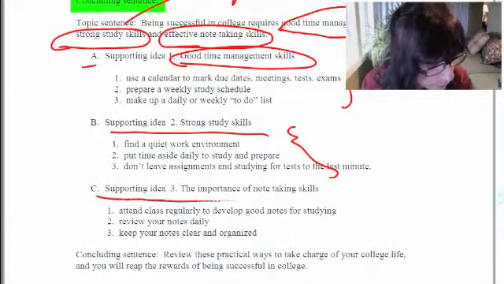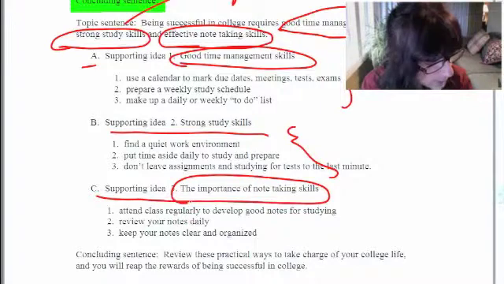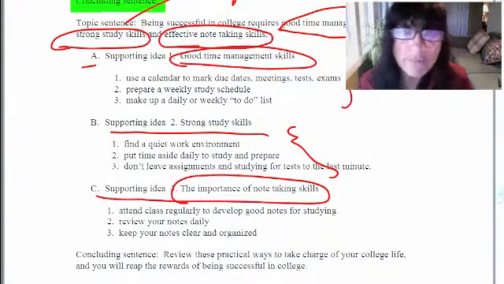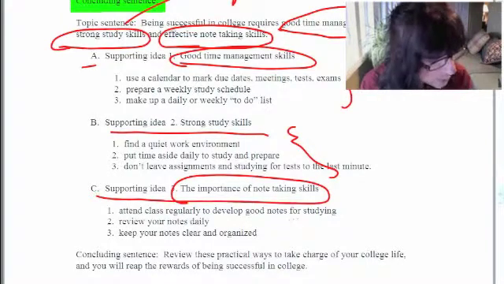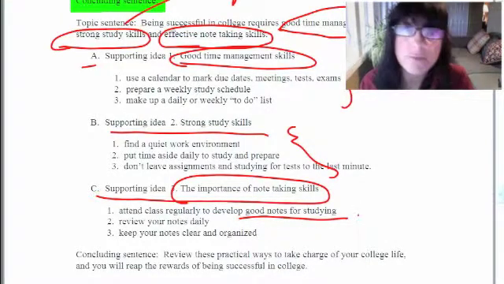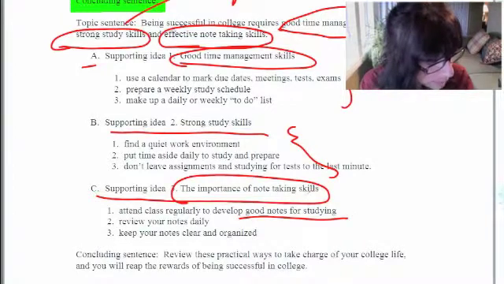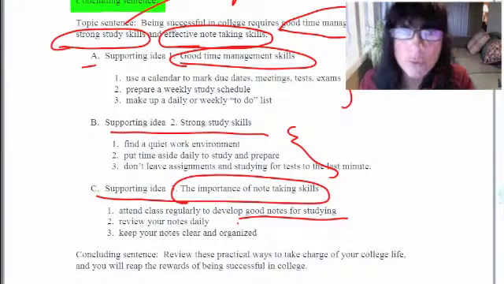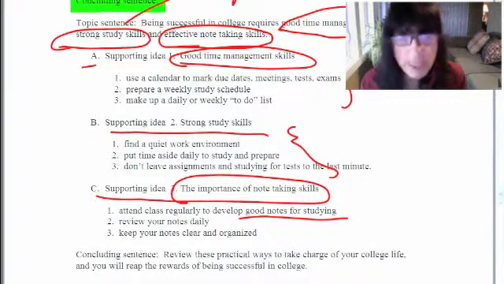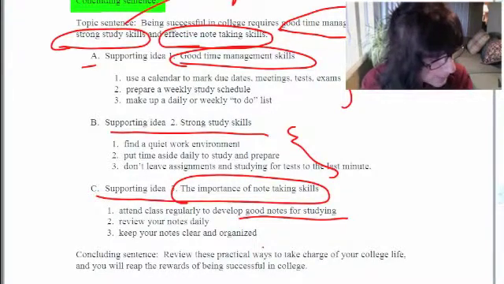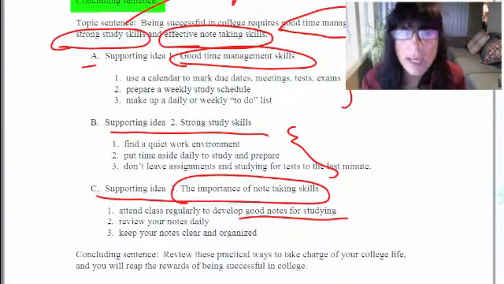And then the third supporting idea that you would talk about would be the importance of effective note-taking skills. And I've come up with 3 ideas. What you would need is to attend class regularly so that you could develop good notes for studying. Another way to develop strong note-taking skills and be a good note-taker is to review your notes daily. So if you're missing something, you would know about it. You could review it. You could ask your professor or your teacher. And then the third importance of good note-taking skills is you would learn to keep your notes clear and organized.